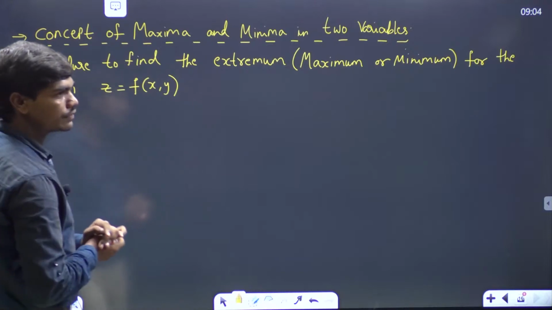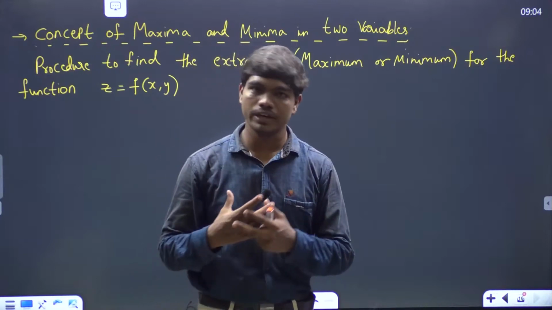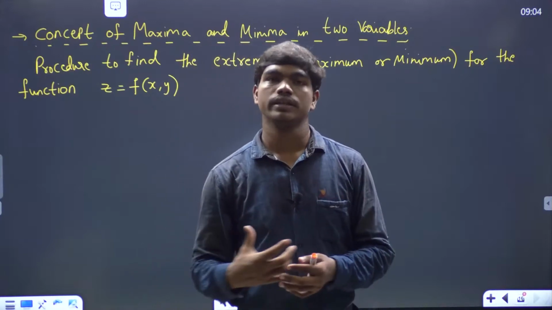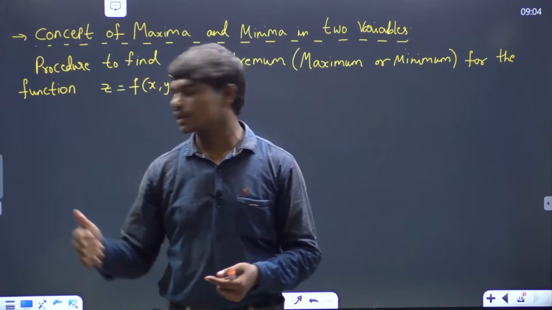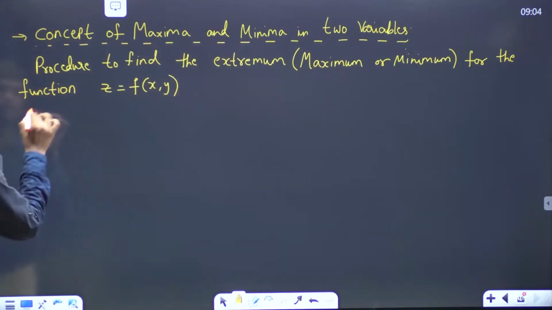So see here, if you are given a function like this, z is equal to f of x comma y, then we need to find maxima and minima for this function. Then what's the standard procedure that is with us? Let us follow now and let us calculate the things. Steps.